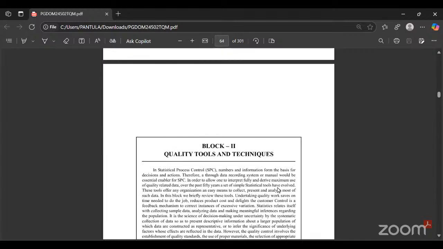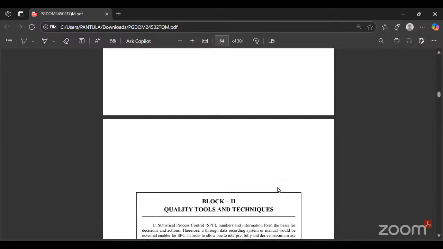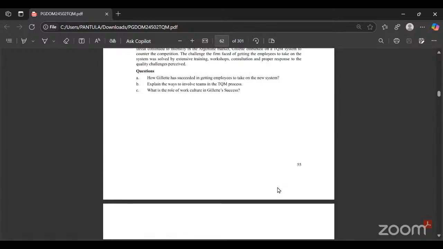So with this, we completed block one, and in a short time we completed this block one. If you have any questions related to block one, you can feel free to approach me. Block one consists of 4 units.